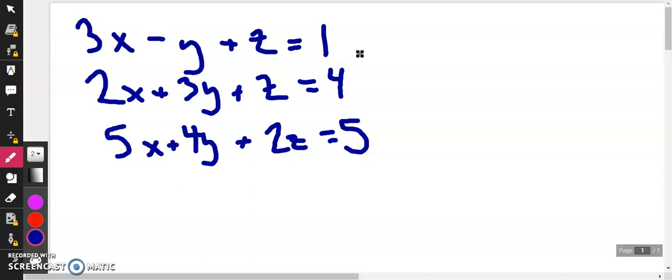In this video, we're going to be looking at what's called Gaussian elimination. Basically, we're going to show you what your calculator is doing when it's simplifying those matrices down in order to solve for systems of equations. The example that we're going to work through is this system right here. We've got 3x minus y plus z equal to 1, 2x plus 3y plus z equal to 4, and then 5x plus 4y plus 2z equal to 5.